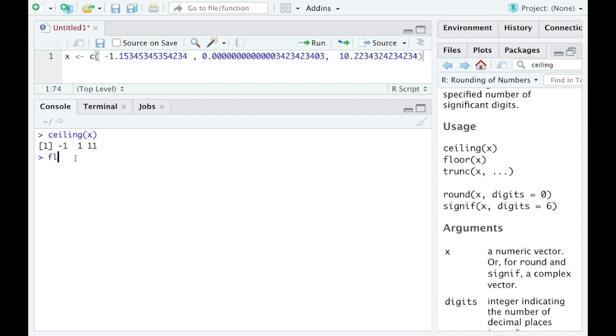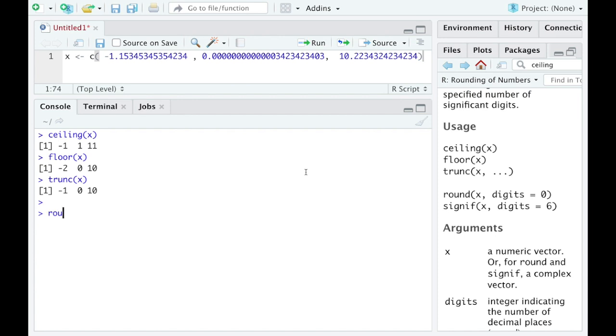11. There's another function that works in the opposite direction, the floor function, which basically rounds down. So that negative 1.15 goes down to negative 2, that 0 something goes down to 0, and the 10.22 goes down to 10. And then there's a final one that basically just drops the decimal places, the truncate function. And that's what it did. It dropped the decimal places.